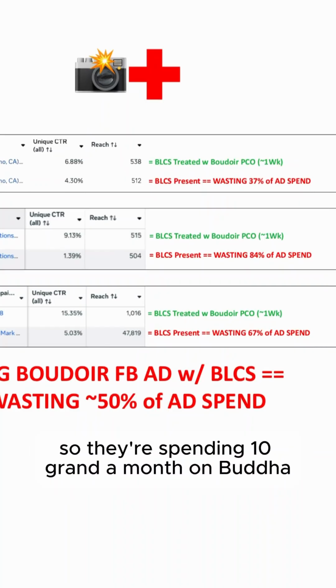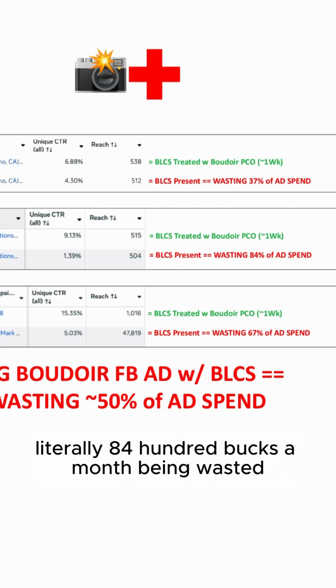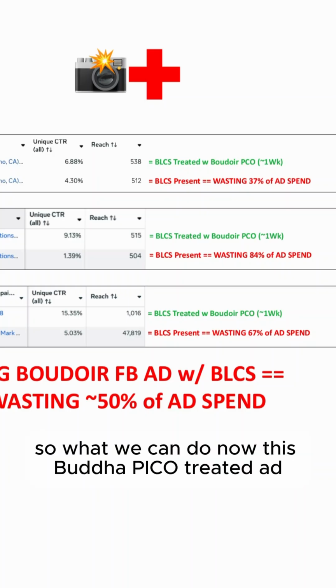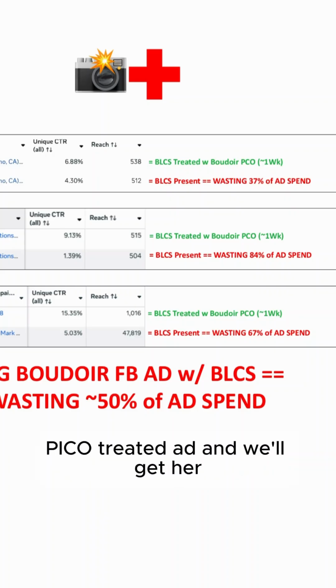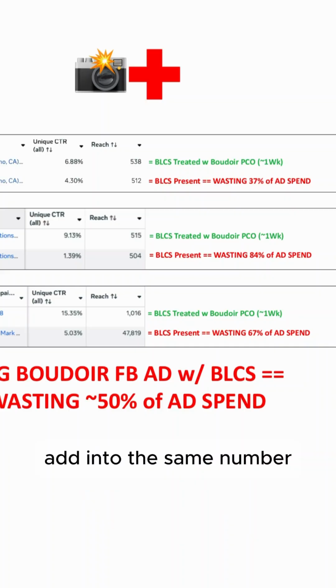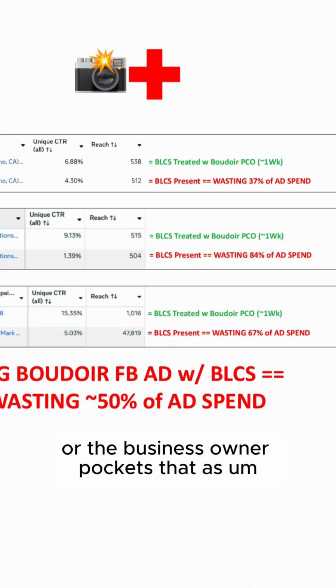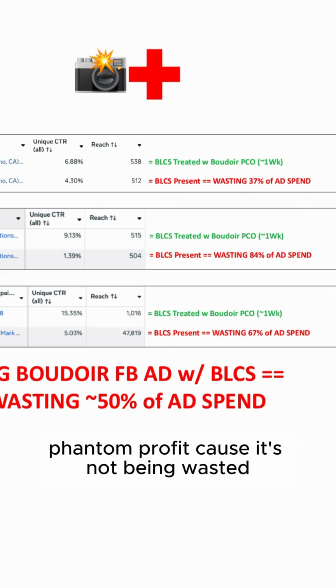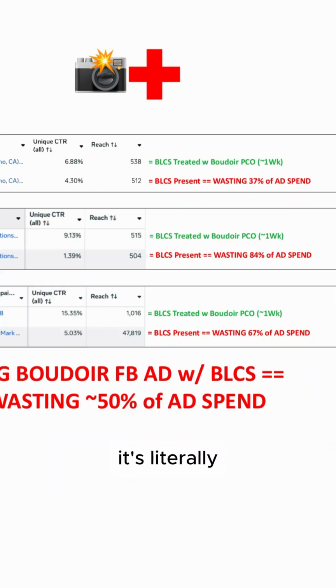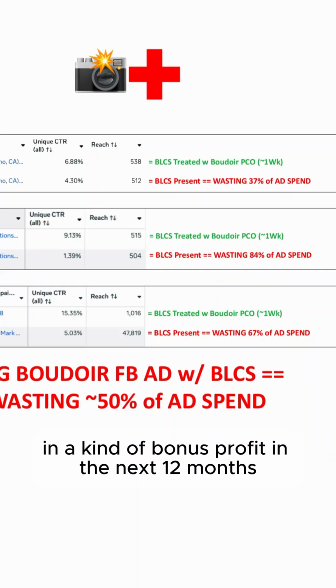So if they're spending 10 grand a month on boudoir Facebook ads, literally $8,400 a month being wasted, thrown out the window. So what we can do now with this boudoir Pico treated ad is eliminate that wasted ad spend, only spend the difference, $1,600 a month on the boudoir Pico treated ad, and we'll get our ad into the same number of women's brains as the original at 10 grand a month spend. So massive gains there, and the business owner pockets that $8,400 as kind of like an invisible phantom bonus, phantom profit, because it's not being wasted. It's literally something like 100 grand in bonus profit in the next 12 months.